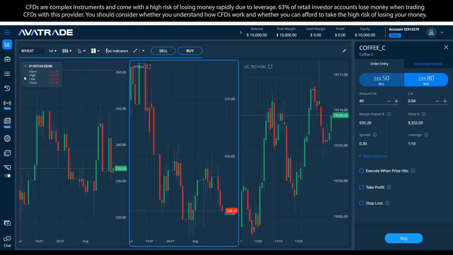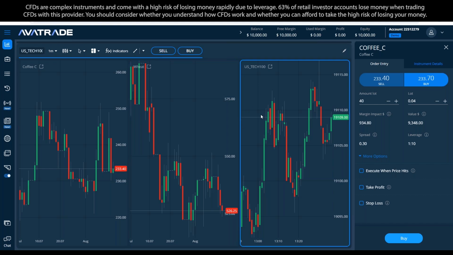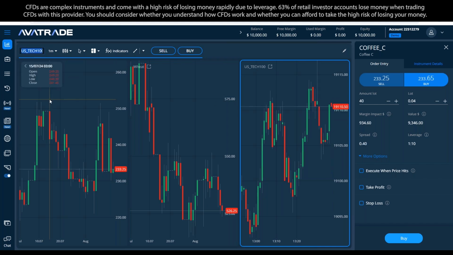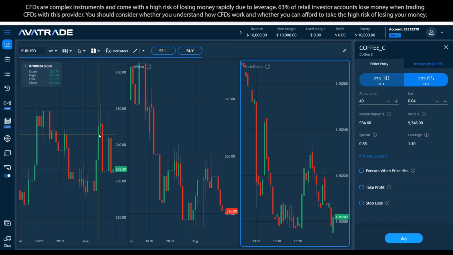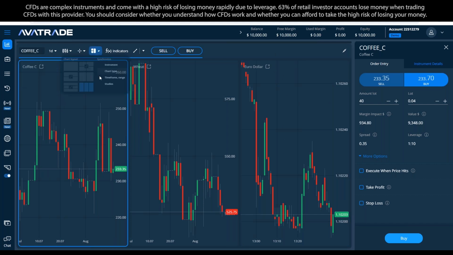So we have coffee, wheat, and NASDAQ. Let's suppose I want to change what's in the middle. You see there is a blue rectangle around that instrument. Let's change what's in here. When I'm clicking on it, it marks with a blue rectangle, and then I can change what is in here. Let's say Euro USD. Click here, and then it's changing it. Only this one. Okay, let's go back to the coffee.